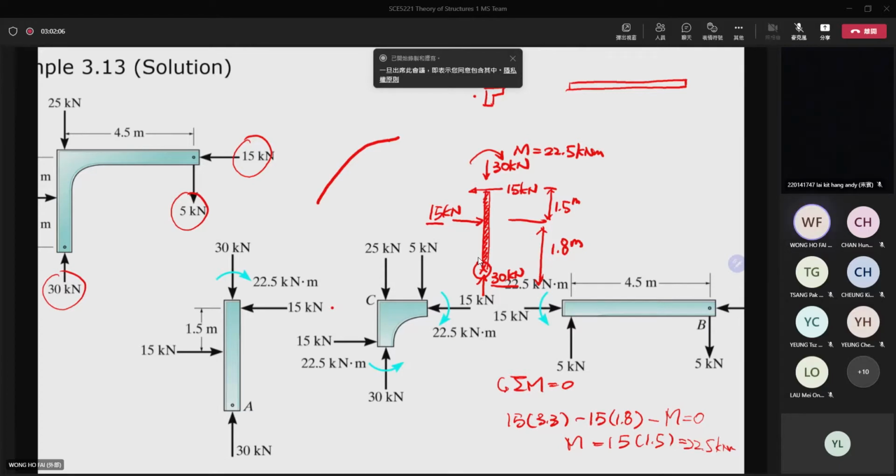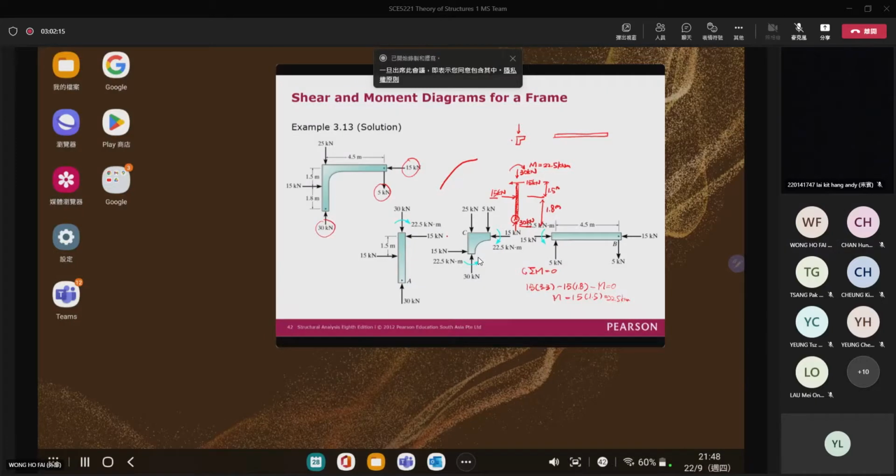Now you have 3 member ends: moment, axial force, and then the shear force here. And don't forget there's 25 kN.